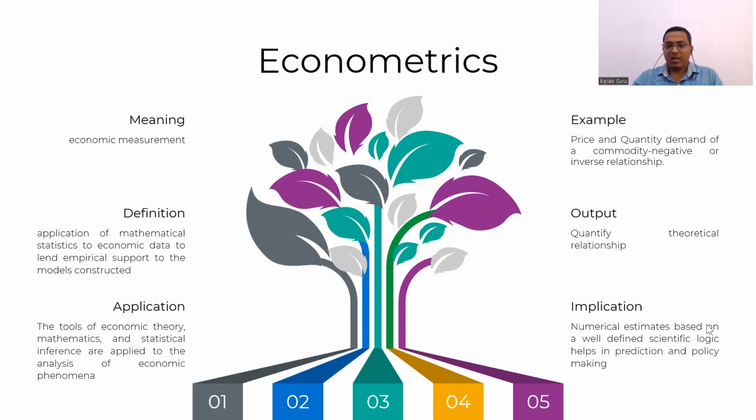The implication of econometrics is that numerical estimates which are based on well-defined scientific logic help in prediction and policy making. So whatever theory we choose to apply econometrics on, we need to see that the econometric relationship quantifying the variables must be based on some sound logic.